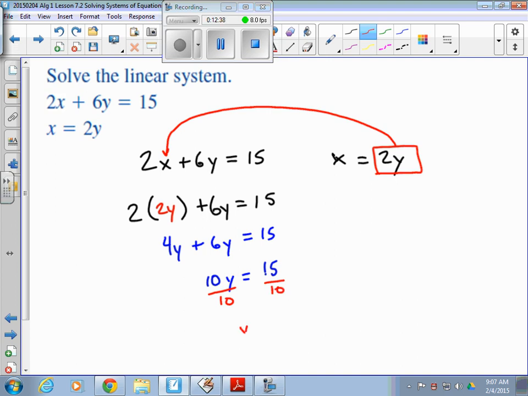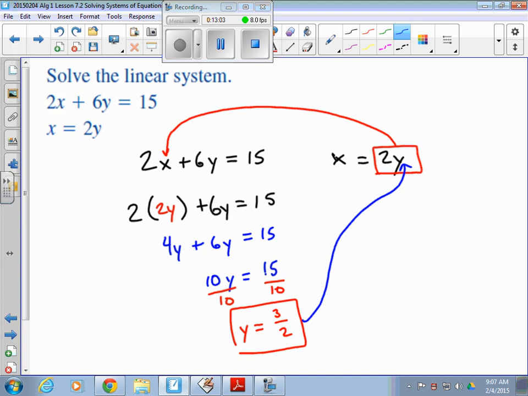The number 5 goes into both 15 and 10, into 15 3 times, into 10 2 times. Now we have a value for y, 3 over 2. We don't have a value for x yet. We know it's 2 times y. So in order to find out what it is, take that new value, 3 over 2, and plug it in to the value for y.